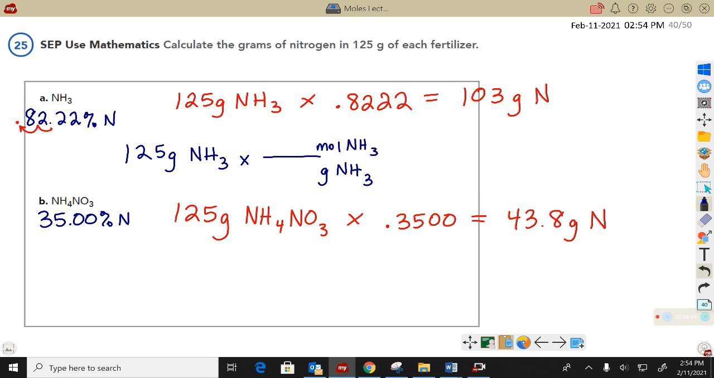And I'd say, okay, well, for every 1 mole of NH3, the mass was, I believe, 14.01 plus the 3 hydrogens, 17.04. Okay, so if you want, you could plug that in your calculator, 125 divided by 17.04. And that would give you about 7.34 moles of this NH3.